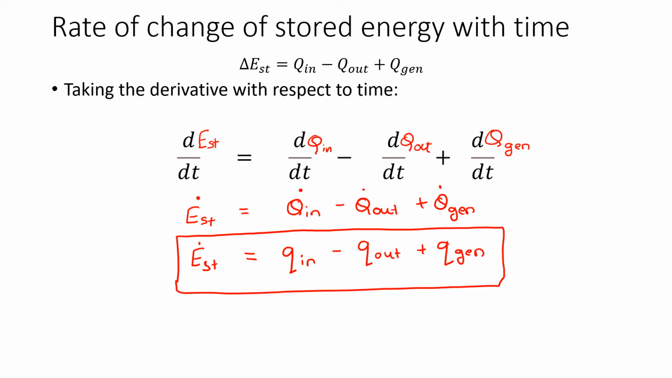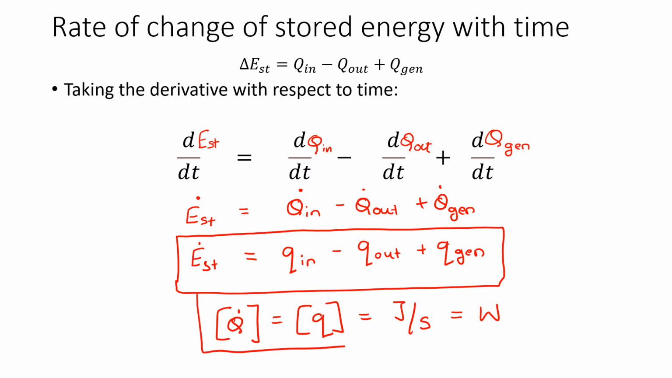Now the dimension of the Q dot, or let's say the little q, the units for this will be joules per second. That's because it's with respect to time, or watts. So these are the units for the rate of heat transfer, which we will be using in our heat transfer course.